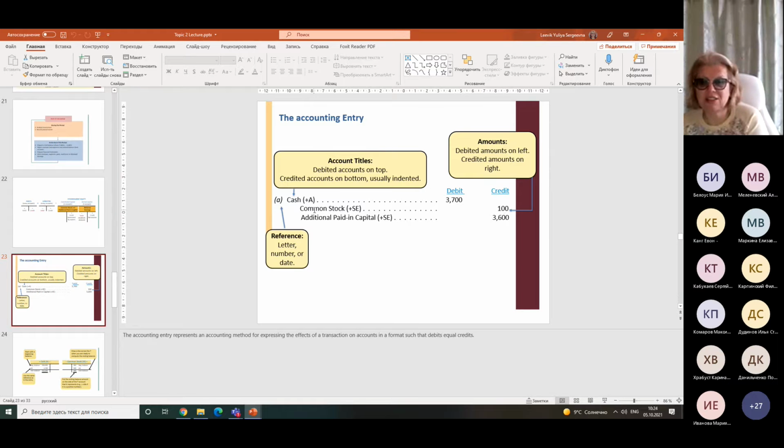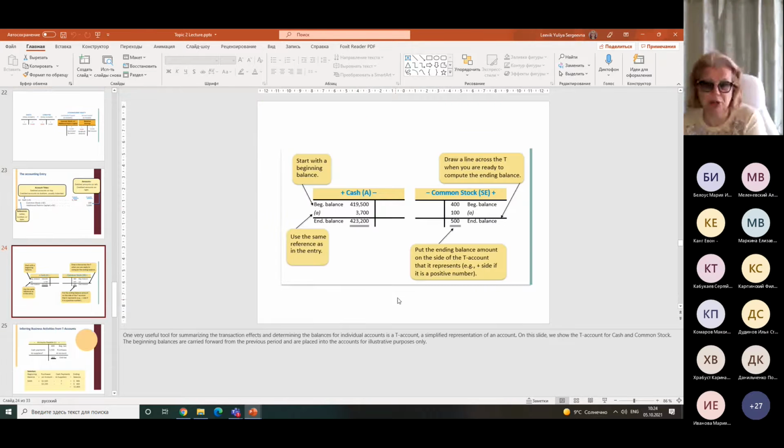So dear students, this is the structure of accounting entry. And when you treat questions with entries, please remember that maybe you don't see the debit and credit, but you should understand that debited accounts on the top, credited accounts on the bottom, debited amounts on the left, credited amounts on the right. So this is the structure.